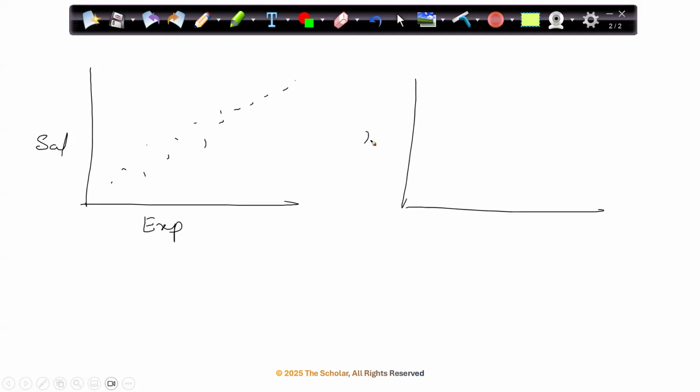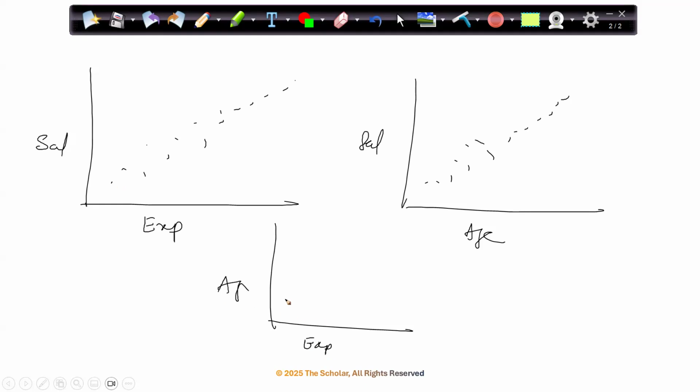Same way, I want to predict my salary based on the age as well. When my age is increasing, my salary is increasing as well. But interestingly, when my experience is increasing, my age is also increasing, right? So that is what this line is saying.